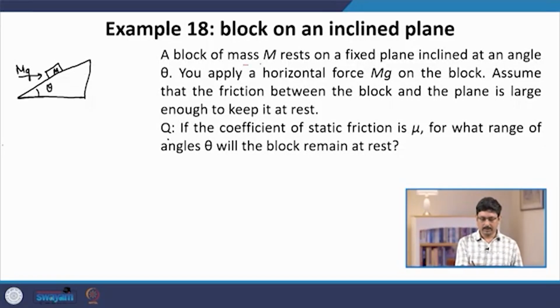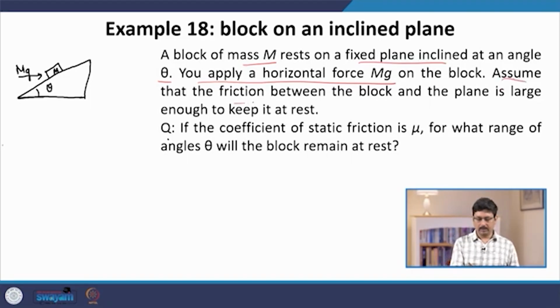So, the problem is the following. We have a block of mass m on a fixed plane inclined at an angle theta. In addition to your standard block on a plane problem, here we have some extra force. You apply a horizontal force on the block as shown in this picture, and it is a special magnitude: it happens to be equal to the weight of the block, mg, but in the horizontal direction.